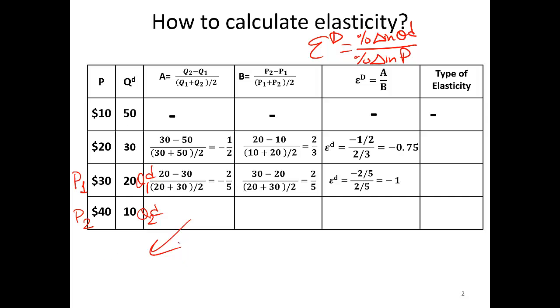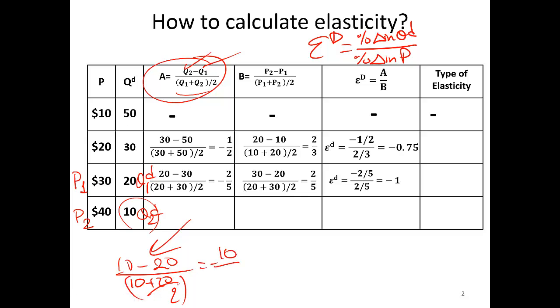Let's find the numerator, percent change in quantity demanded. The formula says final quantity minus initial, divided by their average: final 10 minus initial 20, divided by their average, 10 plus 20 over 2. Okay, negative 10 over 30 divided by the 15. So that's what you get, negative 2/3.